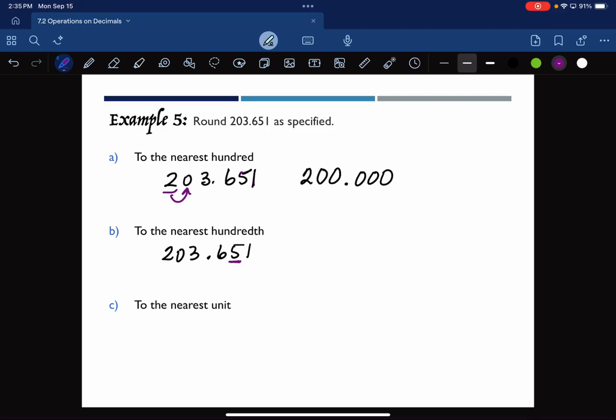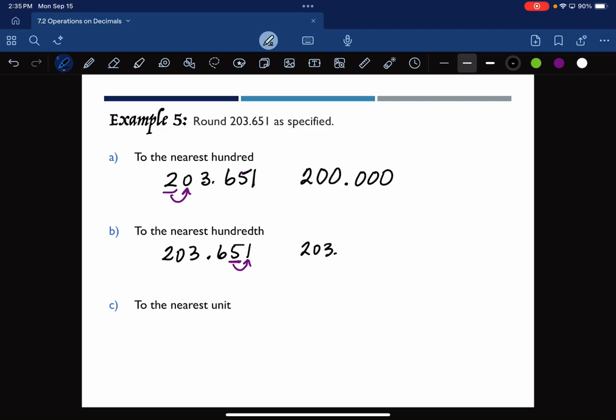Okay, is everybody good with that? And we will go 1 to the right to decide whether we're going to go up or down. Now, everything before the 5 stays the same. And the 5 will either stay a 5 or become a 6. And everything after the 5 will be a 0. The only decision we have to make is what the 5 does. Will the 5 stay a 5 or will it become a 6? It's going to stay a 5.